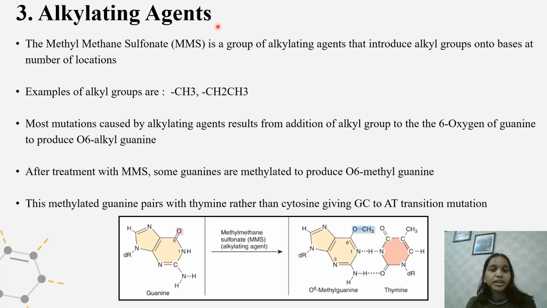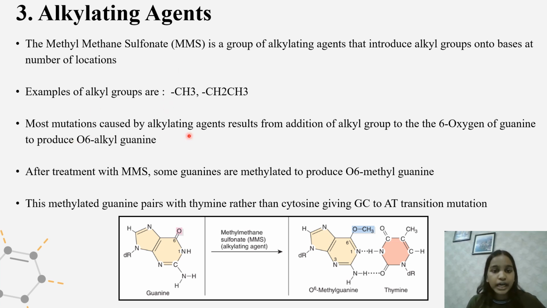Third category of chemical mutagens are alkylating agents. So alkylating agents means chemical compounds which can alkylate. That means which can add alkyl group to the chemical structures. So the methyl methane sulfonate, MMS, is a group of alkylating agents that introduce alkyl group into bases at a number of locations. Examples of alkyl groups that can be added by MMS are methyl group and ethyl group.